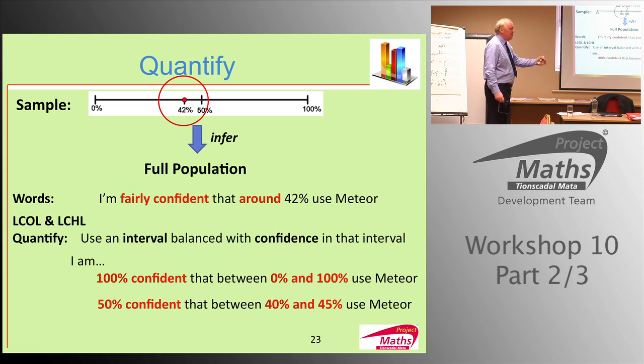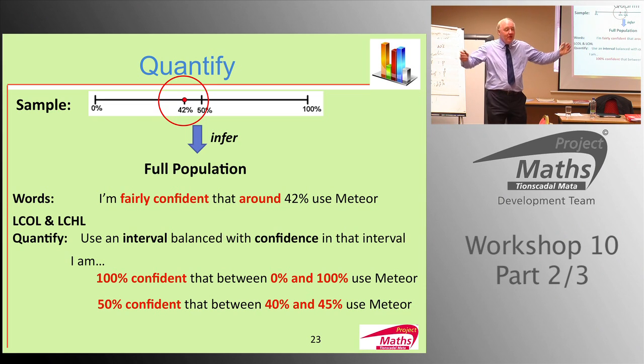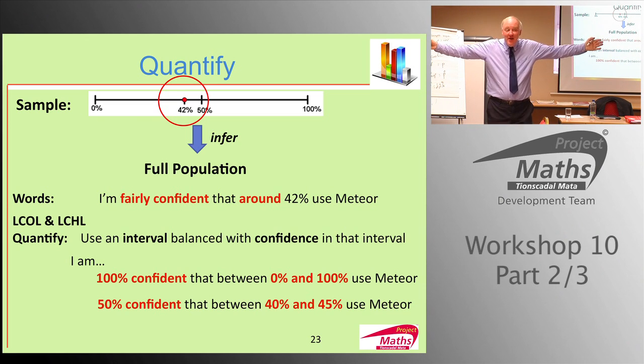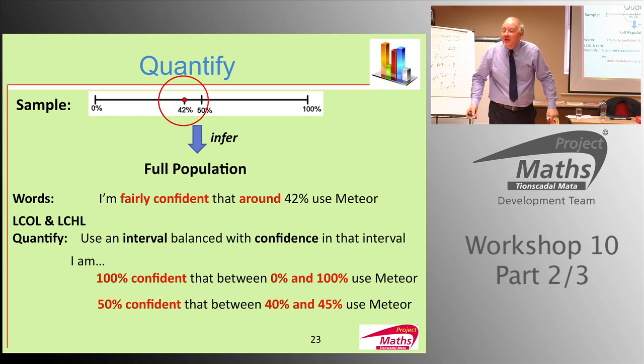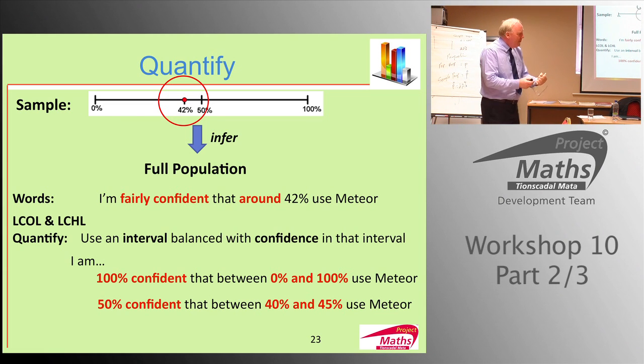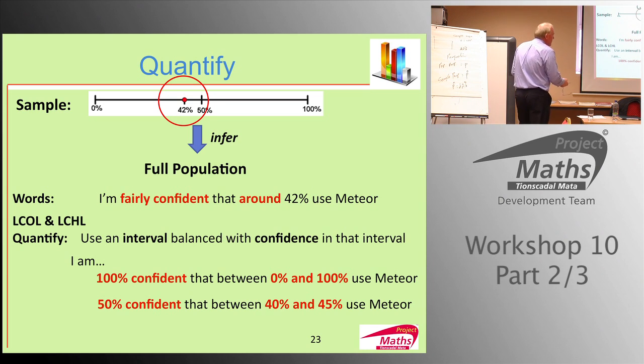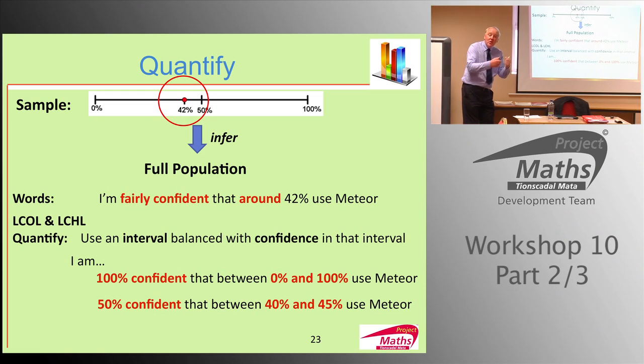I am 100% confident that between 0 and 100% use Meteor. My confidence is sky high. But of course, that's the extent of the limit, isn't it? I've covered everything, so I have to be fully confident. Now, what will happen if I want to narrow my interval here? My confidence must come back down a bit.